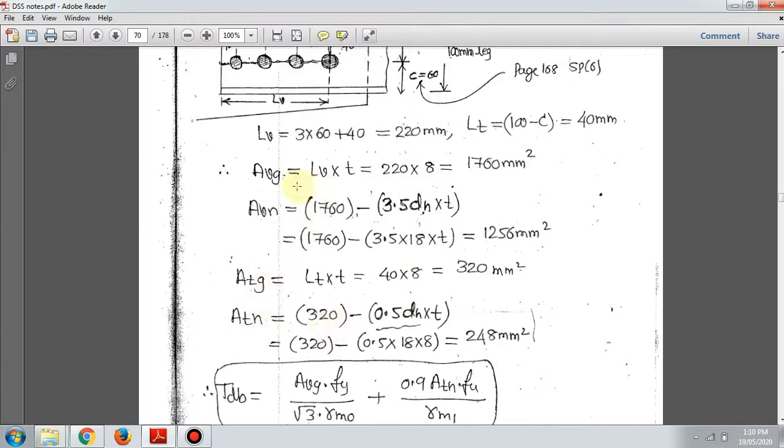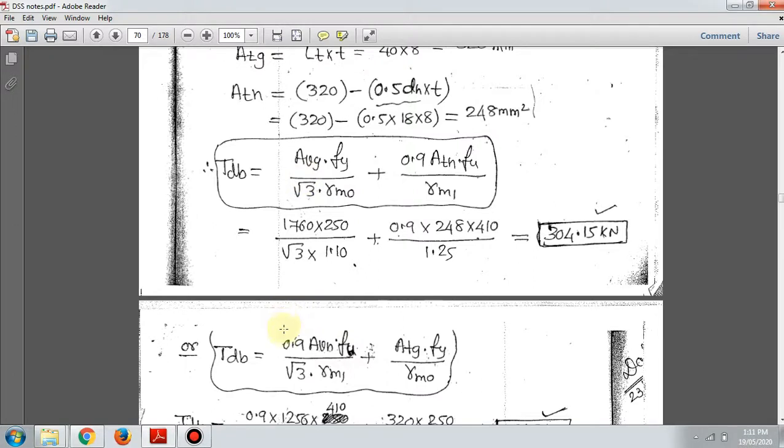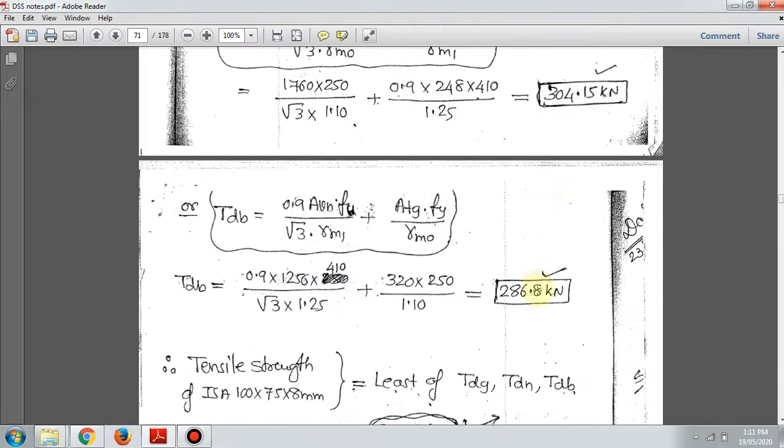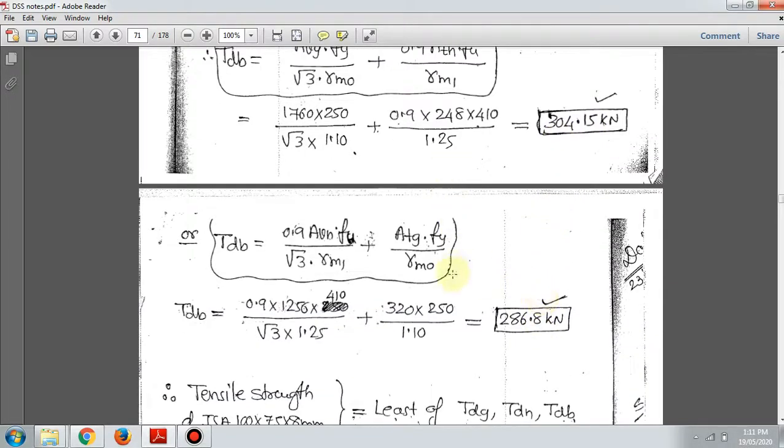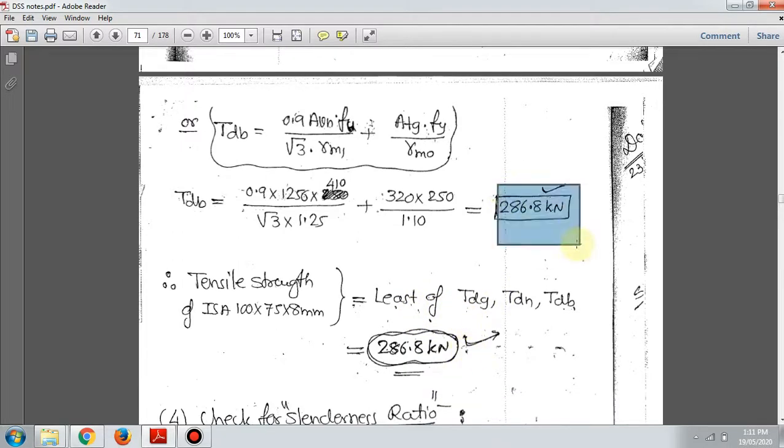If I want the net area across shear, you have to deduct 3.5 bolts. So from 1760, I have to deduct 3.5 d0 into t, and I'll get 1256 mm square. So this is the gross area and net area across shear, for which you take Lv. Next, for tension, you have to take Lt. For the gross area and net area across tension, you take Lt. So Lt into t, that is the gross area, 40 into 8 is 320 mm square.